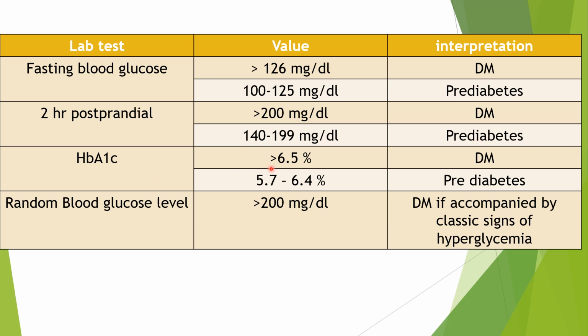HbA1c more than or equal to 6.5% indicates diabetes mellitus, 5.7 to 6.4% indicates pre-diabetes. A random blood glucose level more than or equal to 200 mg per dl indicates diabetes mellitus if accompanied by classic signs of hyperglycemia.